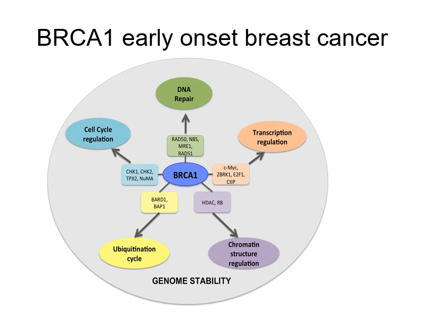Okay, BRCA1 is an important protein involving many mechanisms for protecting the cell against unwanted cell proliferation, especially when DNA damage is present. It's an important central protein in many of these processes.